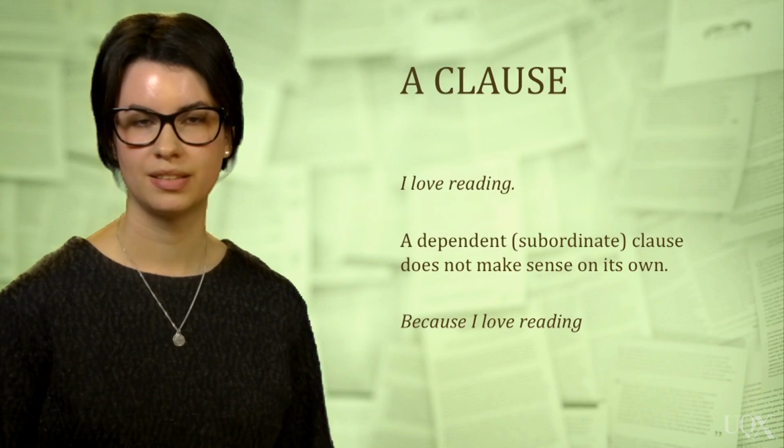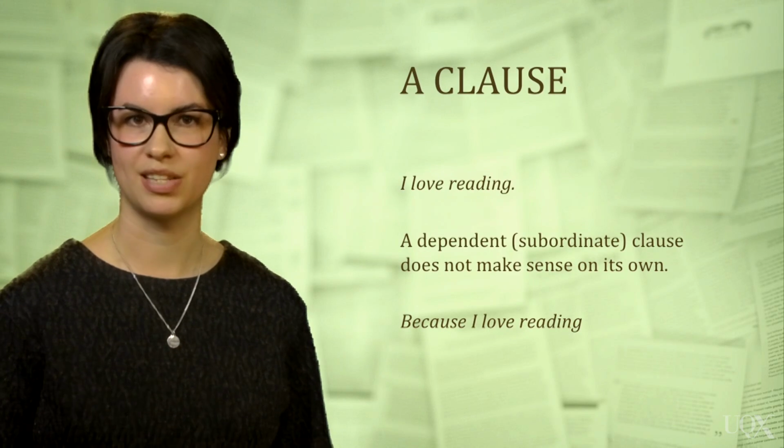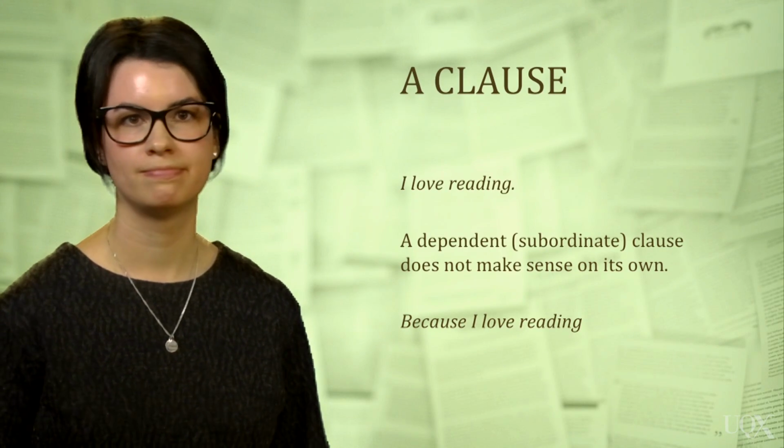We need to digress for a moment to explain the term clause. A clause, like a simple sentence, is a string of words that has a subject, even if it is understood, and a predicate that includes a finite verb. An independent, or main or principal clause, can stand alone as a sentence. For example, I love reading. A dependent, or subordinate clause, does not make sense on its own. For example, because I love reading.